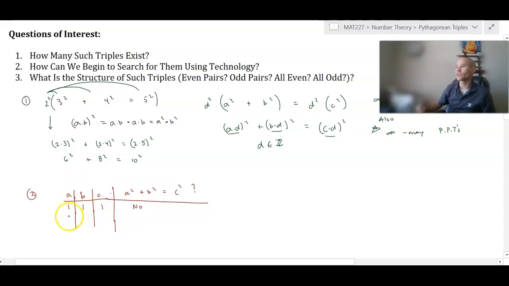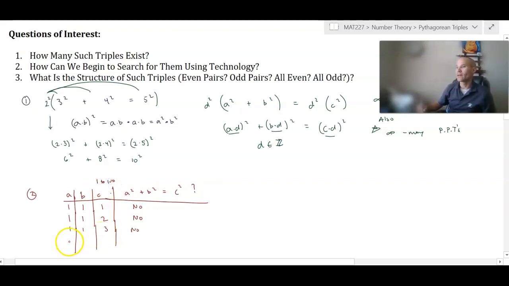Now the next thing we could do is try 1, 1, 2. That again is going to be a no. And then 1, 1, 3, and kind of keep trying these. This is, like I said, a brute force way, until maybe we set c to go up to, I don't know, we'll say c goes from 1 to 100.